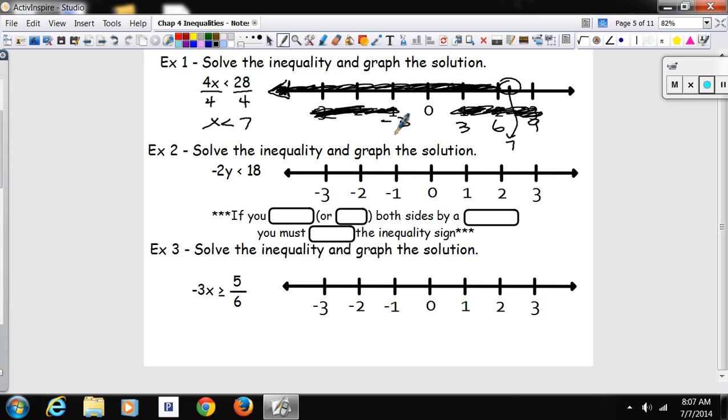So we'll call this -3, -6, -9. We'll say that those were 3s. Each of those lines were 3s instead of 1s. That way we can fit our 7 in there.